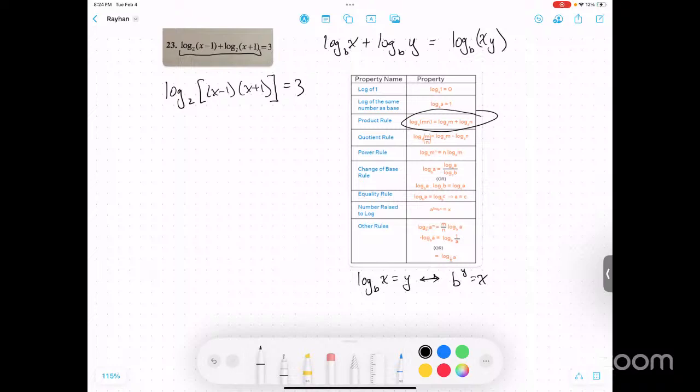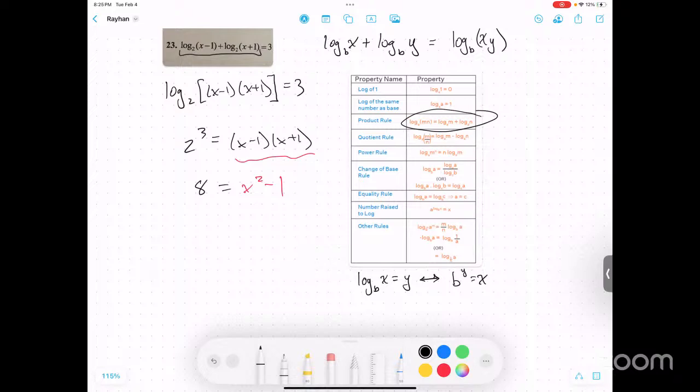Okay. You remember that? So I'm going to convert this by saying 2 to the third equals x minus 1 times x plus 1. And if you multiply this together, what do you get? X squared minus 1. Good. X squared minus 1. Don't even need parentheses around that. X squared minus 1, and that's on the right side. And on the left side, you've got 8.